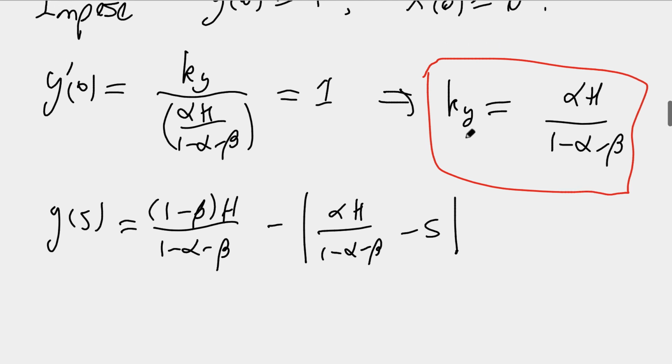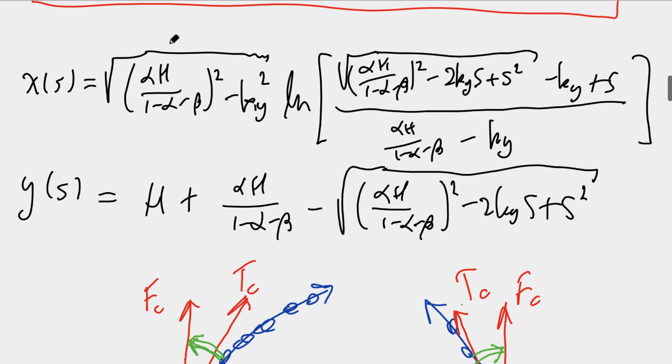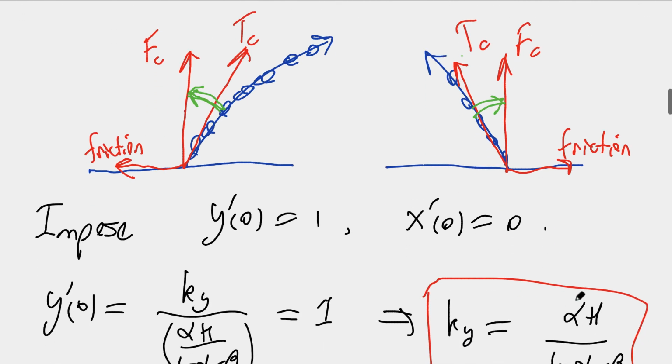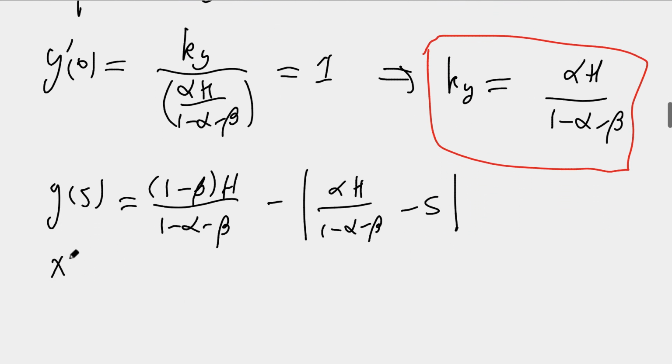And we can also use this in our expression for x as a function of s. We actually get 0 times log of something over 0, so that's 0 times infinity. In order to evaluate this, you need to take a limit as k sub y approaches this value. And if you do, you find that x as a function of s is simply 0.